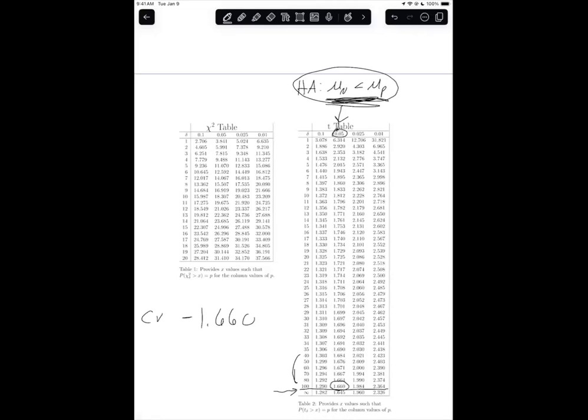So I use the 0.05 column because it's a less than, and I make it negative because it's a less than. When you have a greater than alternative hypothesis, you still use the 0.05 column, but you keep it positive. When you have a not equal to alternative hypothesis, that's when you would use the 0.025 column, and you then have two critical values, positive and negative, from whatever value is in the table. So here it's the 0.05 column, negative because of the less than in the alternative hypothesis.